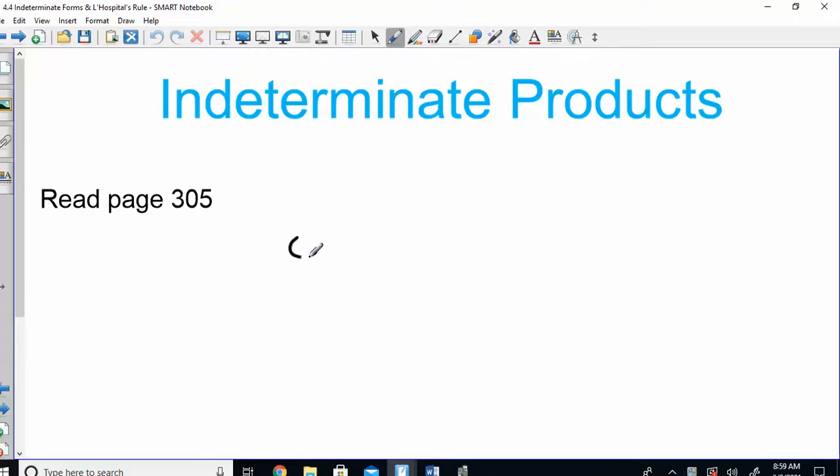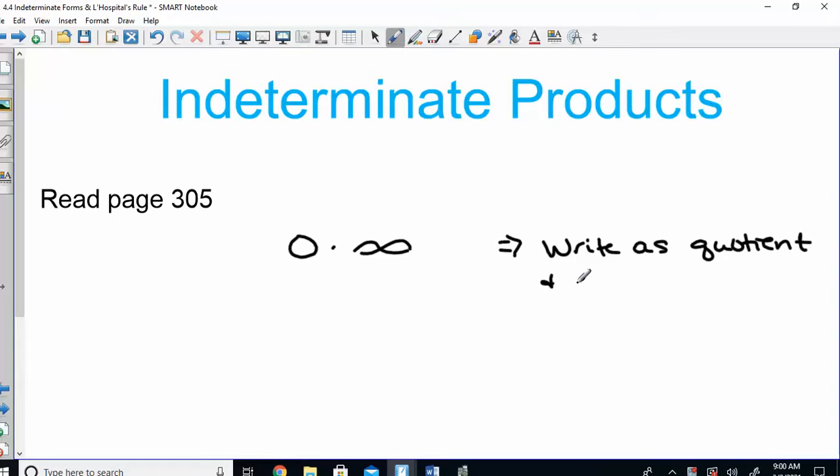If you have something of the form 0 times infinity, we also don't know what that means, because it depends: is it approaching the 0 or the infinity faster? Which one wins? Sometimes this answer might be 0, sometimes it might be infinity, sometimes it might be something in the middle. In this case, our strategy is to write it as a quotient and use L'Hopital's.